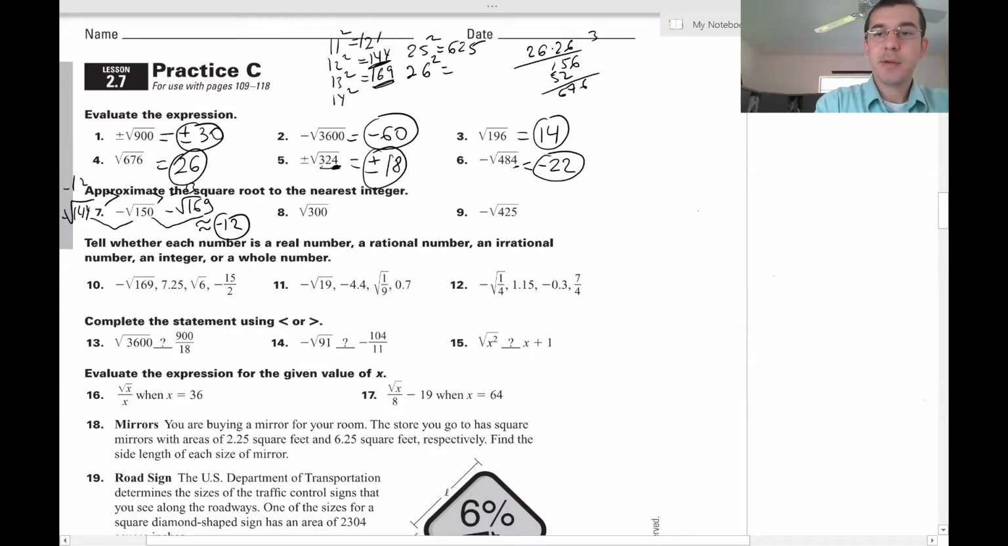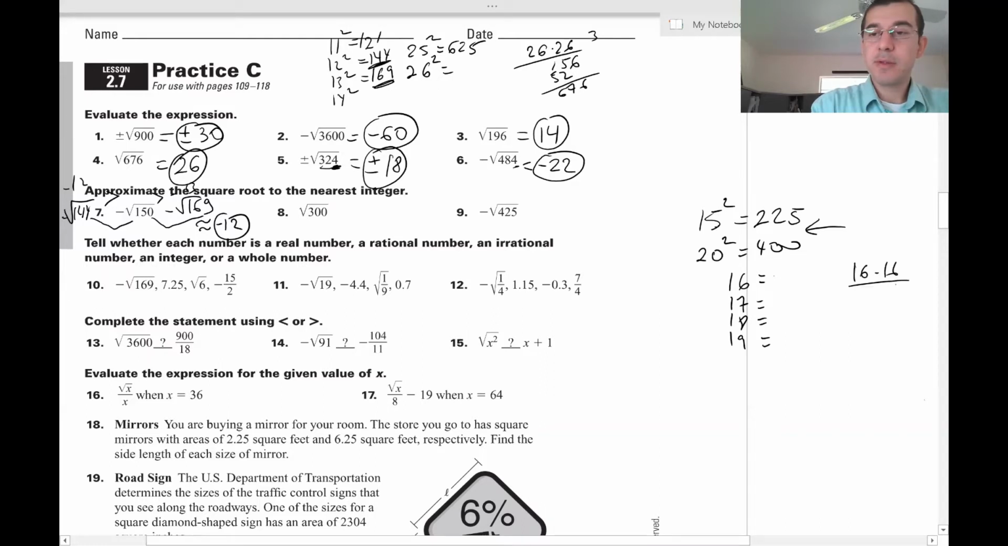So we know that 15 squared is 225, and we know that 20 squared is 400. So 300 is between 225 and 400. So it's 16, 17, 18, 19. And let's multiply these out.